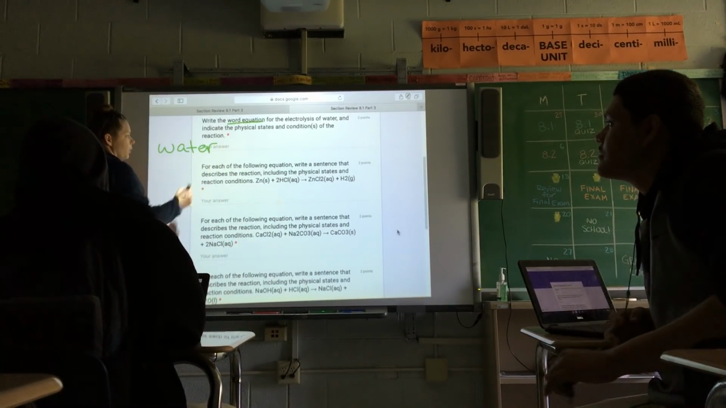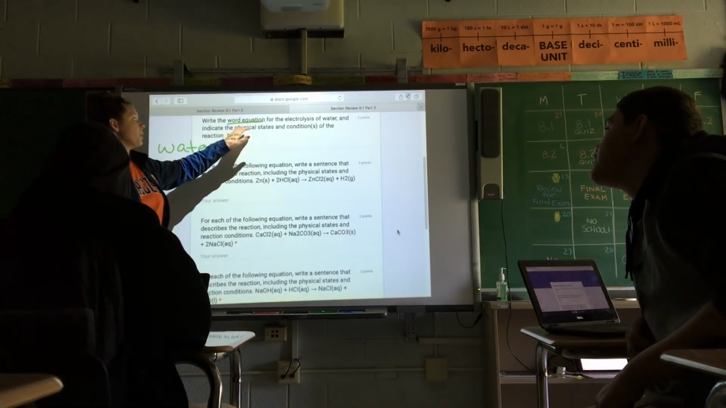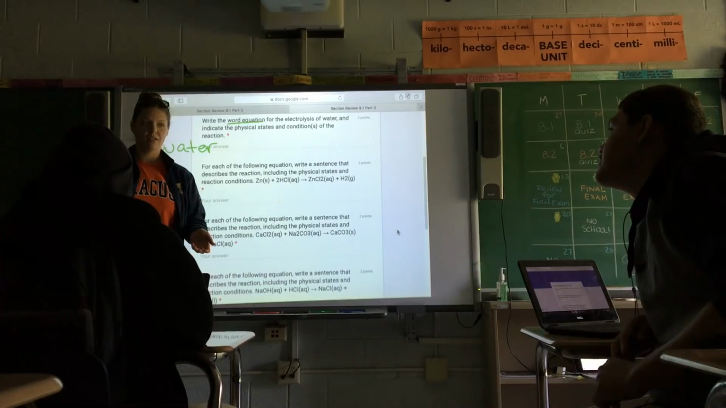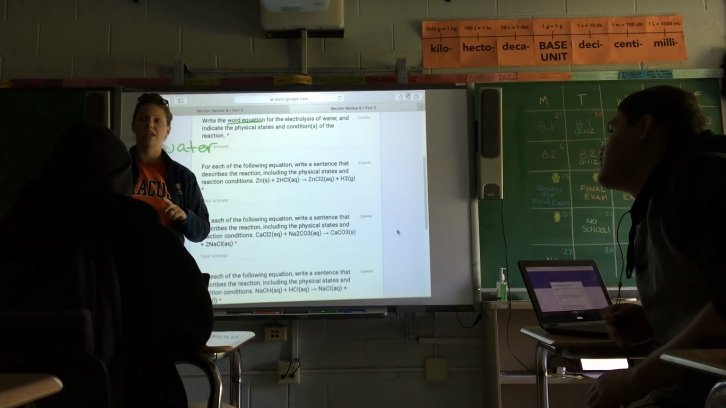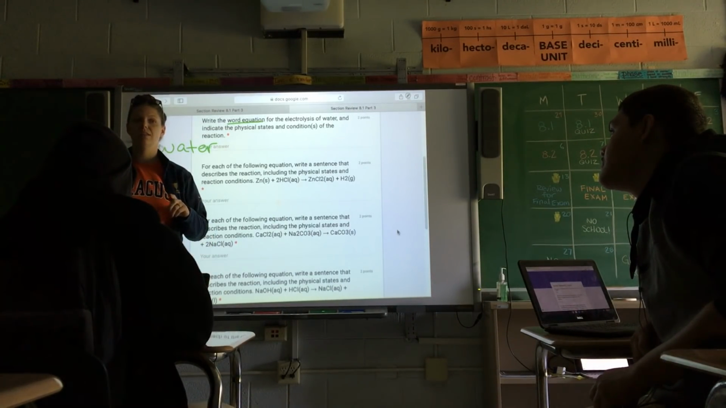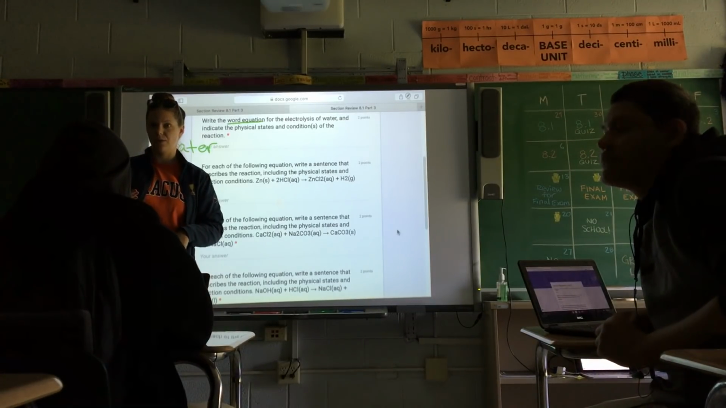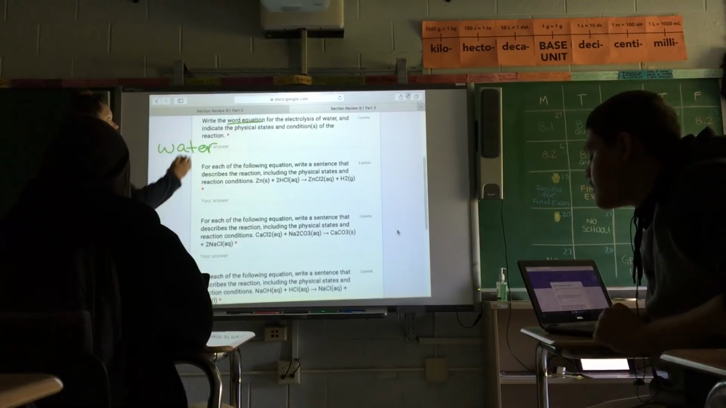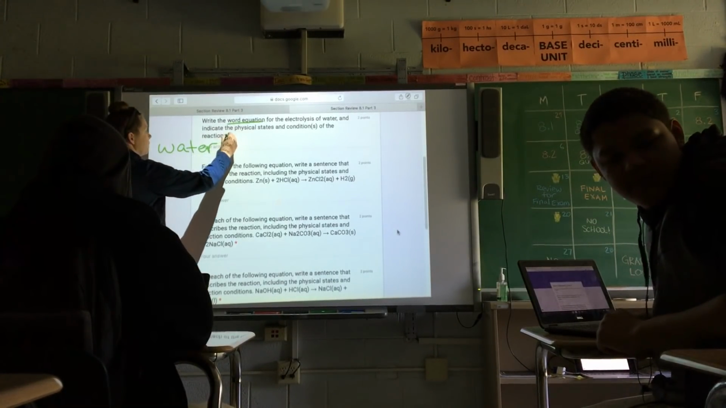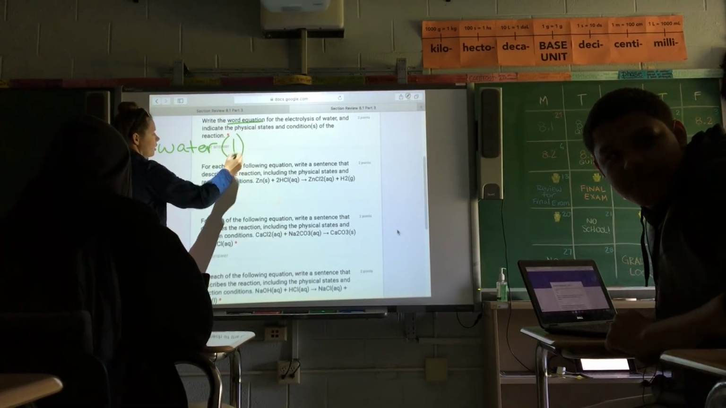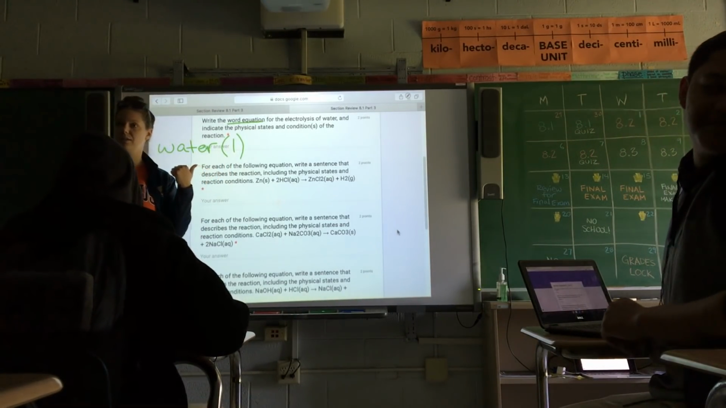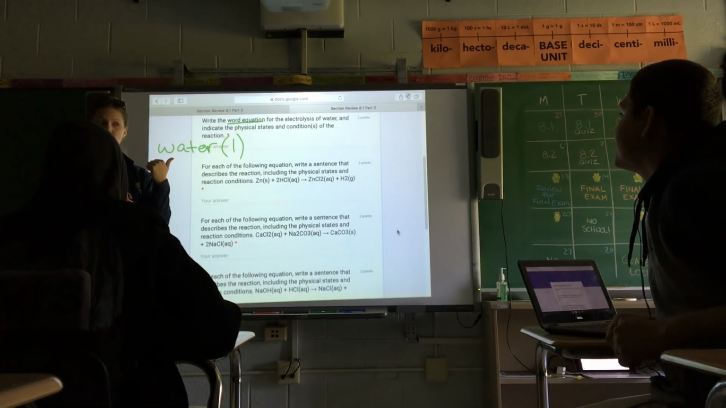Then it's telling us that we have to indicate the physical states. What's a physical state? Solids, liquids, and gases, right? You're giving me the formula. H2O is the formula for water. The physical state is liquid, so you're going to write L in parentheses there. Questions about that? We're good on that?